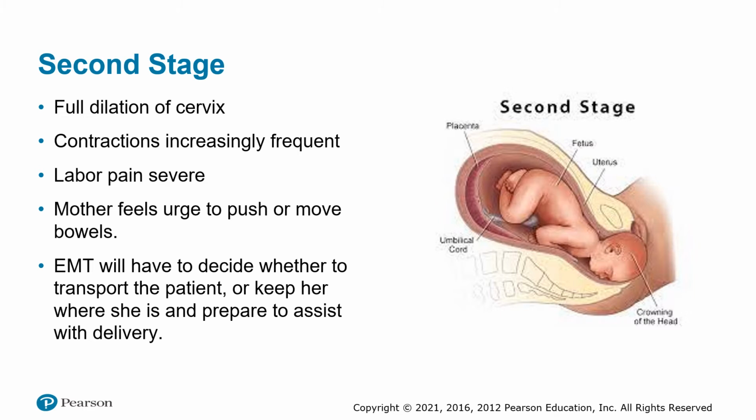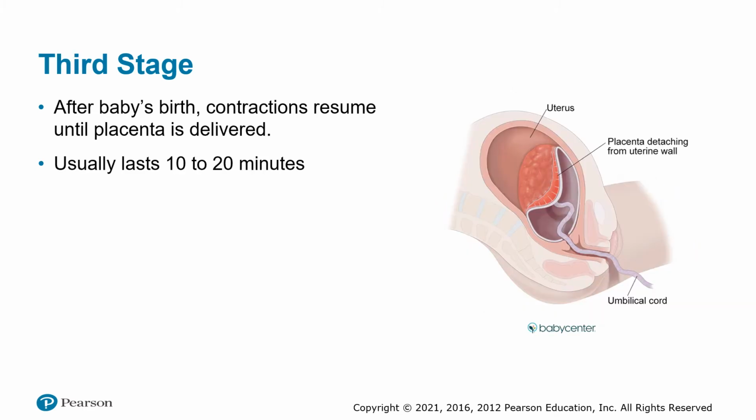The second stage is when we have full dilation of the cervix. Contractions start to increase in frequency. Labor pain becomes severe. Mom feels the urge to push or move their bowels, and then we have to decide whether or not to transport the patient or keep them there. If mom feels the need to push, and contractions are 1 to 2 minutes apart, 30 seconds to a minute, you're not going anywhere, and you're going to deliver that baby right there, wherever you are.